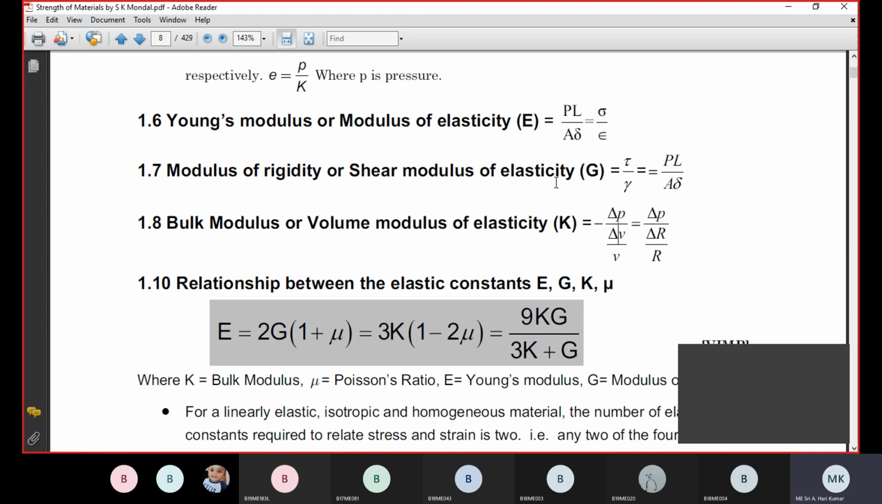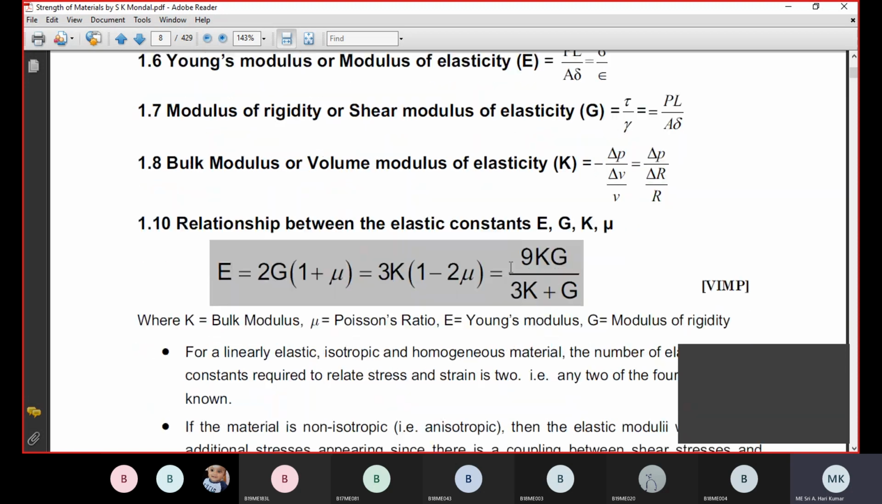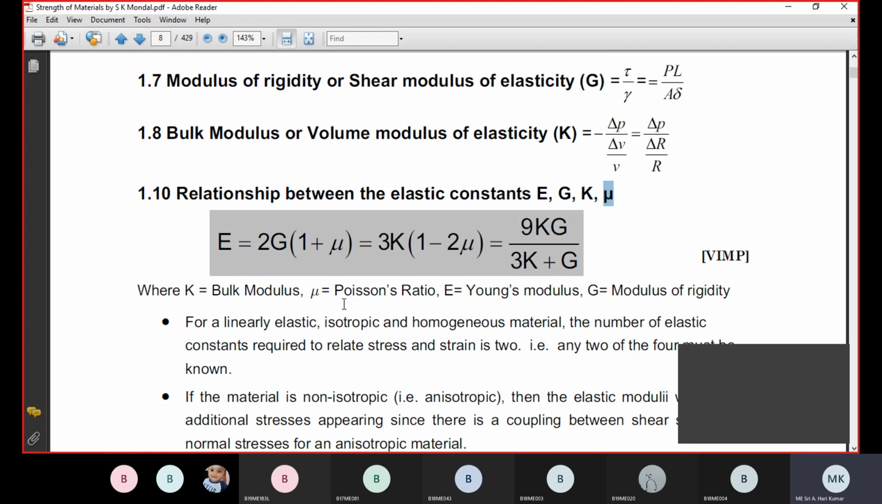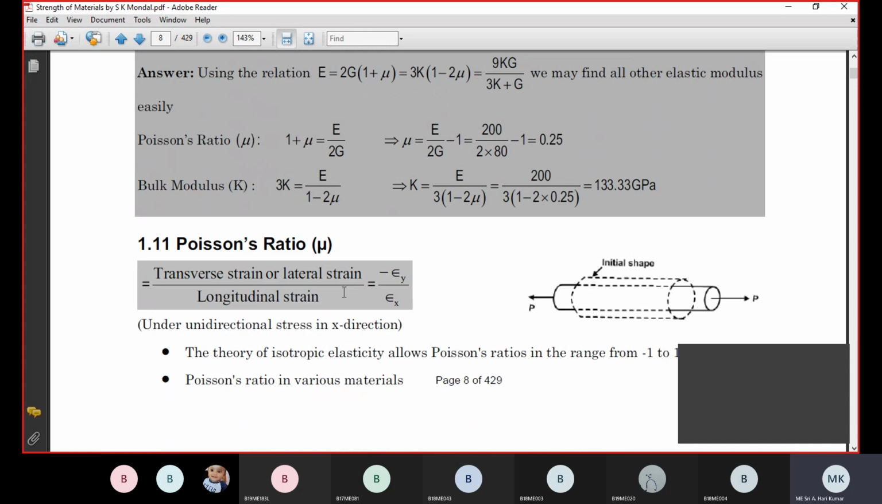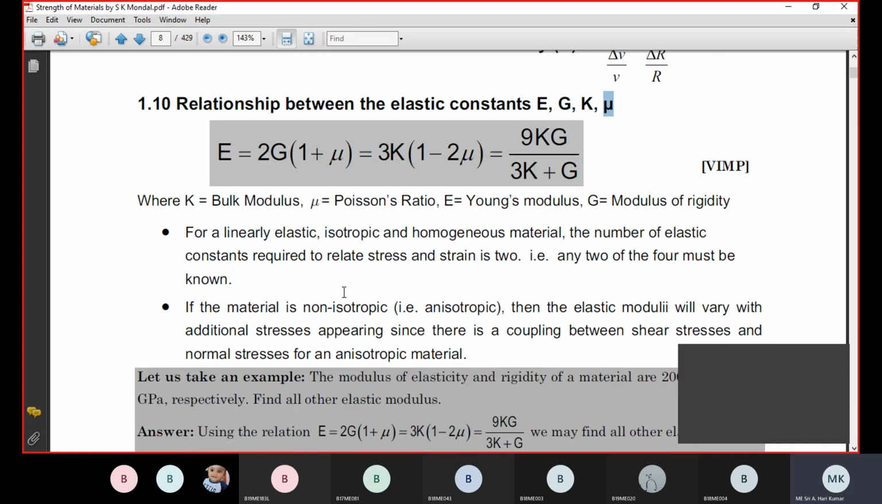Okay, bulk modulus, shear modulus, and Young's modulus. Now we all know the relations between elastic constants E, G, K, and μ. Actually, this Poisson's ratio is also an elastic constant. Poisson's ratio is called the ratio of lateral strain to the axial strain. Okay, this is explained here. And this is the next topic.